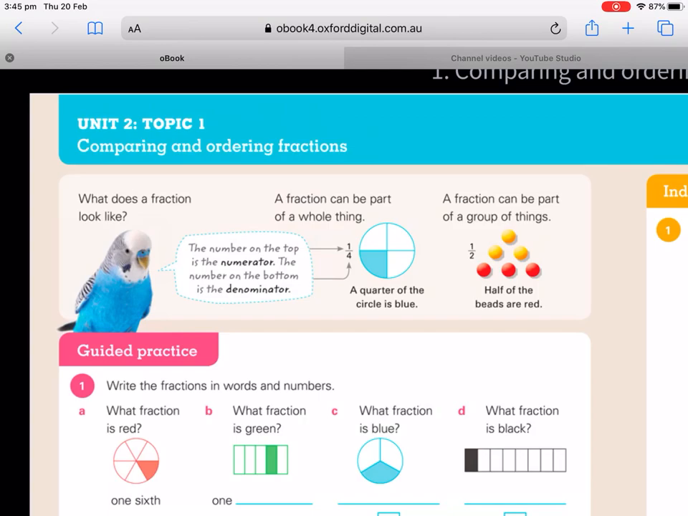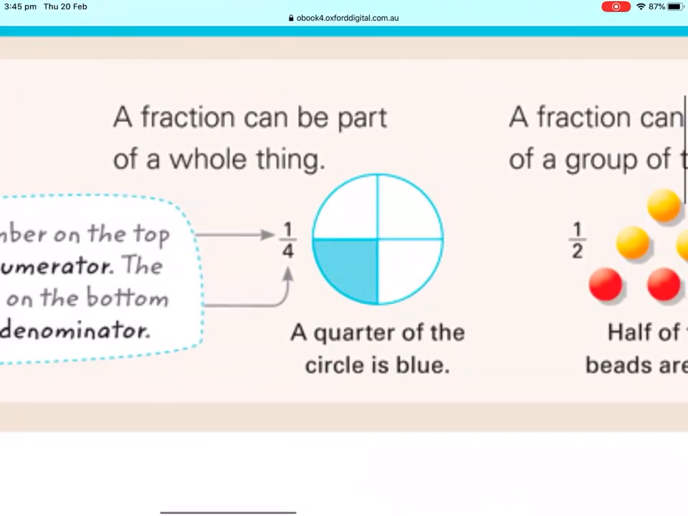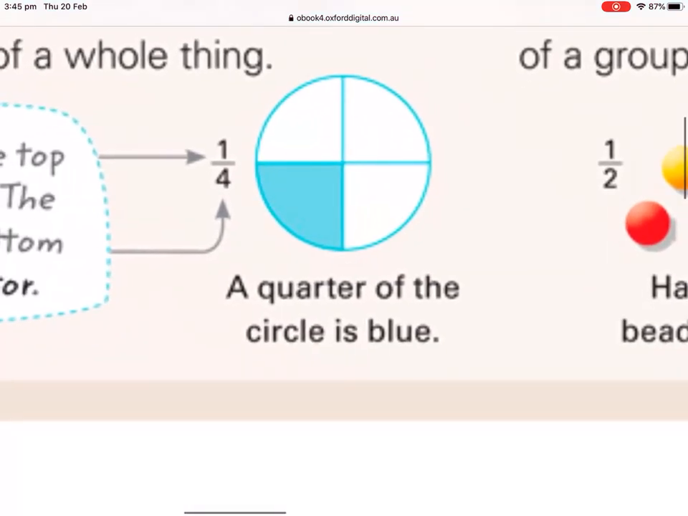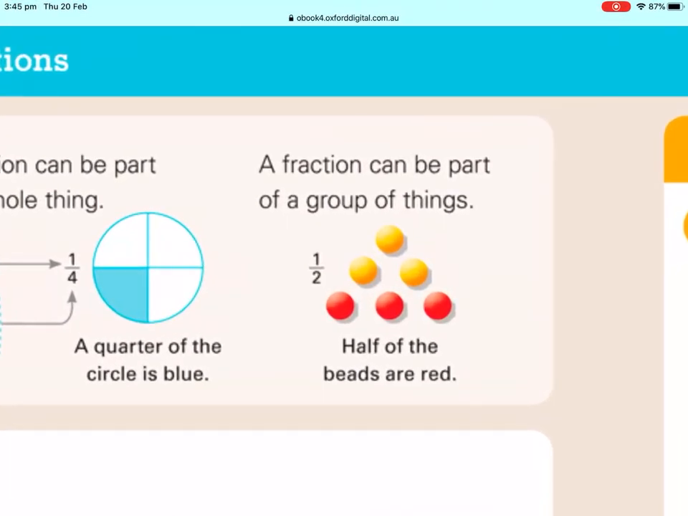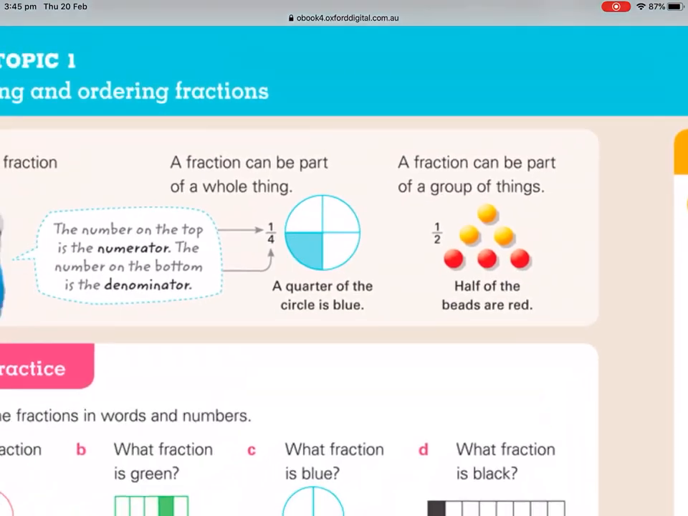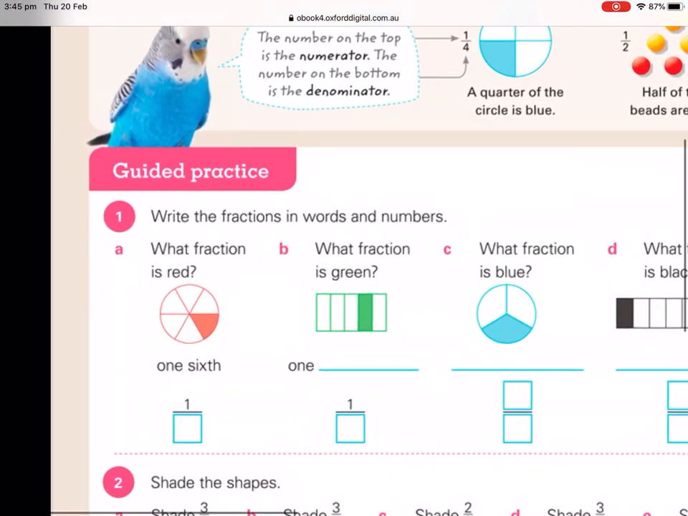So they're saying, what does a fraction look like? So they're showing you a fraction of a circle here. A fraction can be part of a whole thing. A quarter of the circle is blue. So there's 4 parts. 1 is shaded, 1 out of 4, 1 quarter. A fraction can be part of a group of things. So half of these beads are red. There are 6 beads, 3 of them are red.